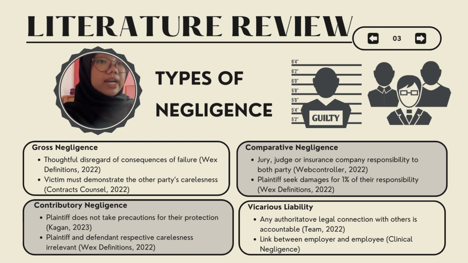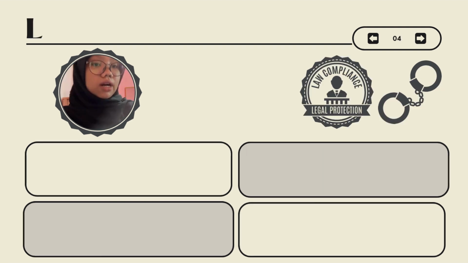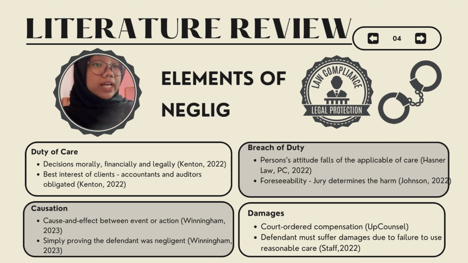Last one, on vicarious liability, according to Tim, any party in an authoritative legal connection with another party is legally accountable if their acts cause injury to the other party. Next, clinical negligence experts said that the link between an employer and an employee will most frequently result in vicarious liability. On the last category, the elements of negligence, the first one is duty of care.